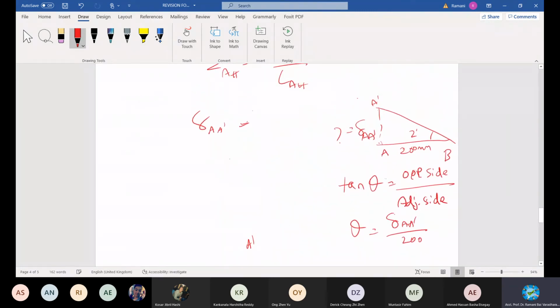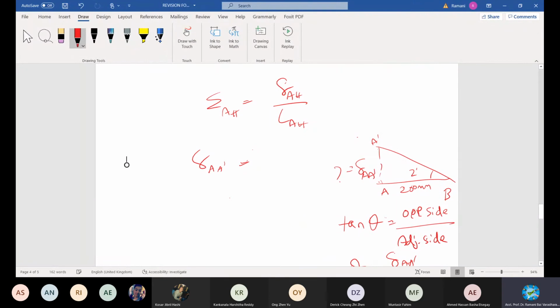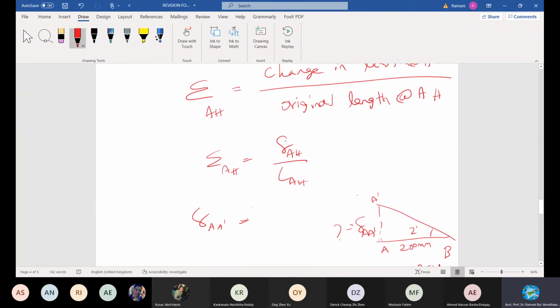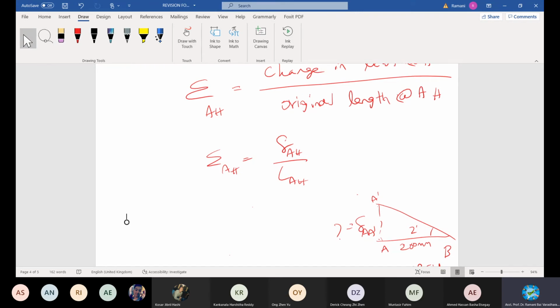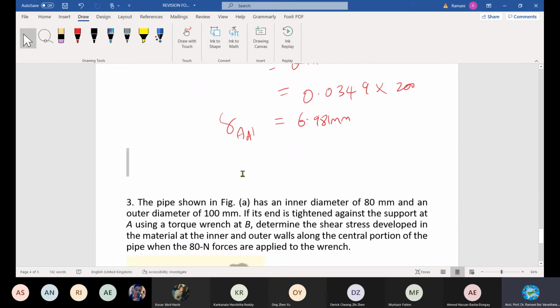Let's substitute in this equation. I found the strain already. How much is the change in length? Let's find out. Substitute in this case. Just repeat the equation. Strain at AH will be equal to change in length.